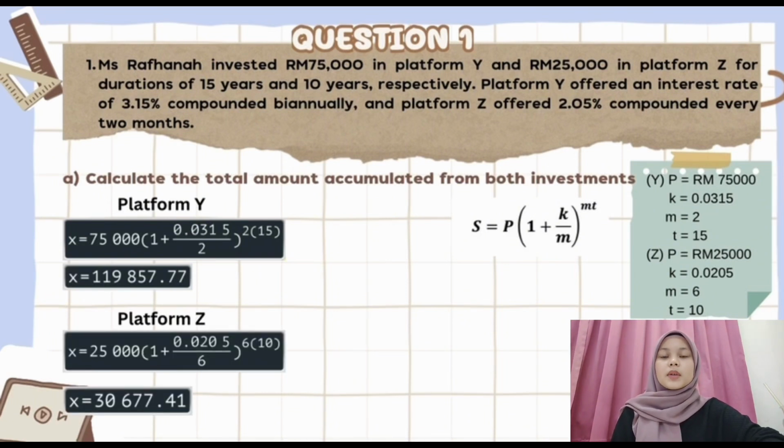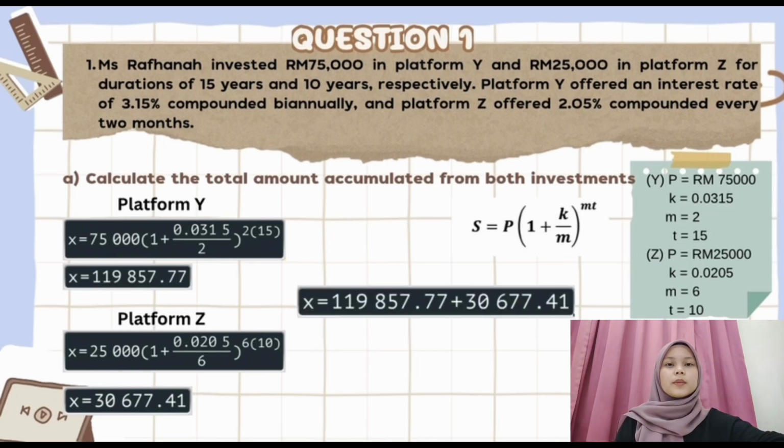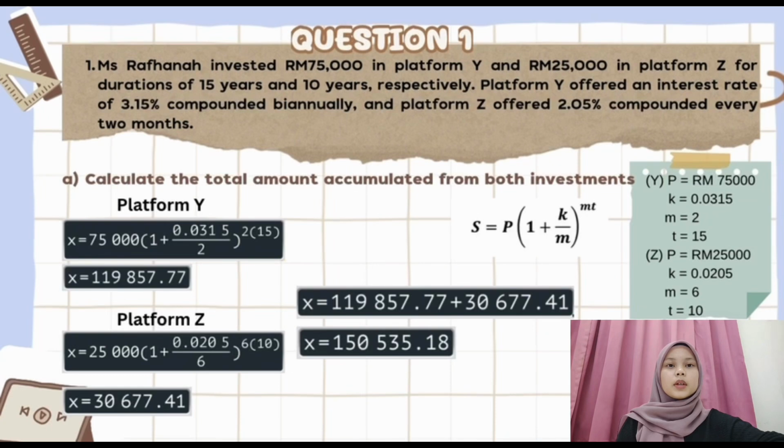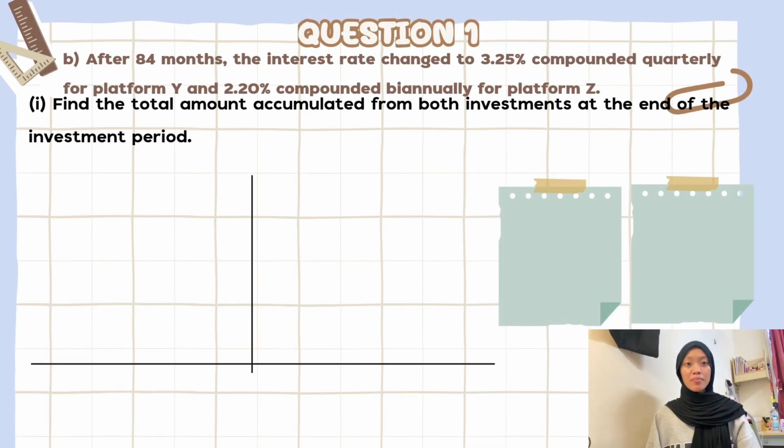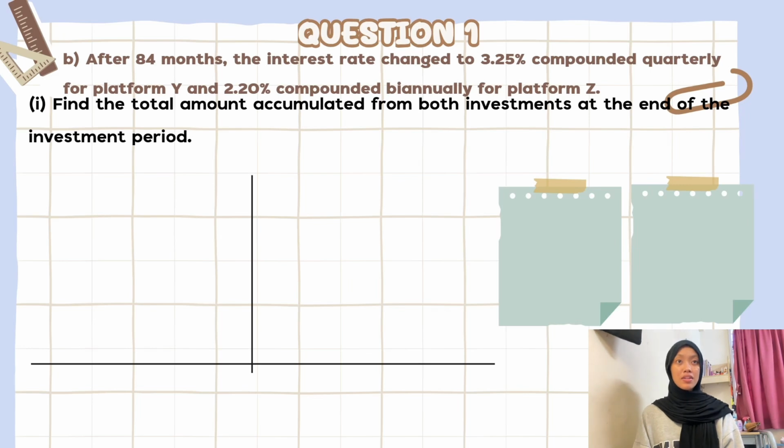30,677 ringgit 41 cents. So the total for platform Y and platform Z is 150,535 ringgit 18 cents. For question 1B, after 84 months, the interest rate changed to 3.25% compounded quarterly for platform Y and 2.20% compounded biannually for platform Z. Find the total amount accumulated from both investments at the end of the investment period.